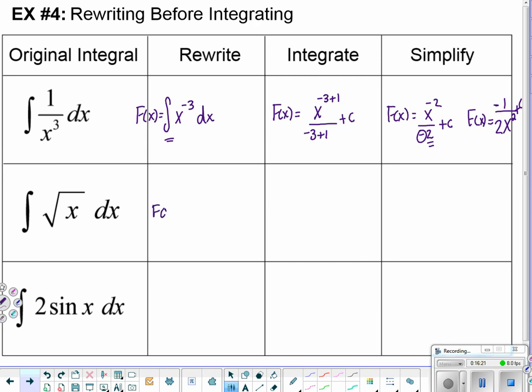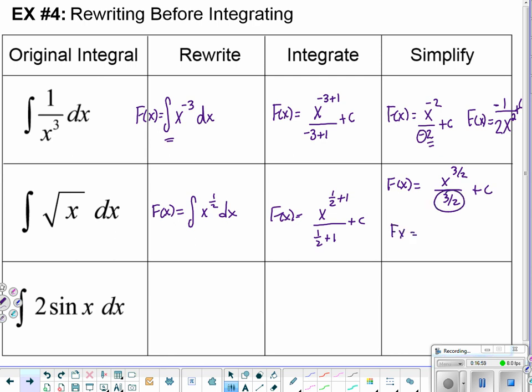This one, I will have f of x equals the integral of x to the 1/2 dx. Add a power. Our f of x is going to look like x to the 1/2 plus 1 divided by 1/2 plus 1 plus c. I need 2 more spots, okay? I'll switch it up here. That's going to give me an x to the 3/2 divided by 3/2 plus c. But dividing by this fraction is like multiplying by its reciprocal, so I'm going to have 2/3 x to the 3/2, almost said it wrong, plus c.